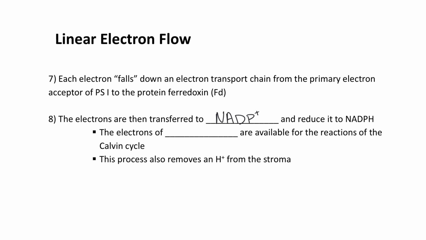The electrons of NADPH are then available for the reactions of the Calvin cycle, those light-independent reactions. This process also removes a hydrogen ion from the stroma.